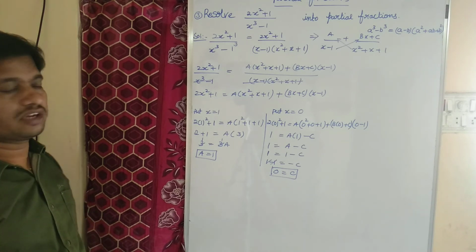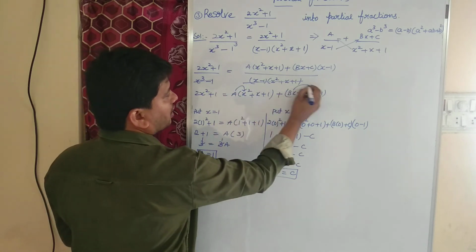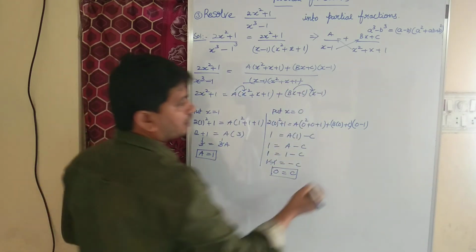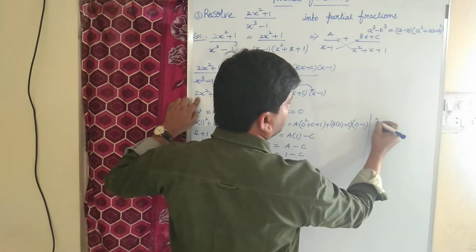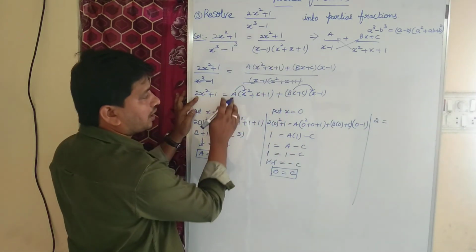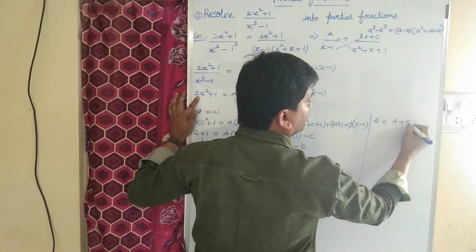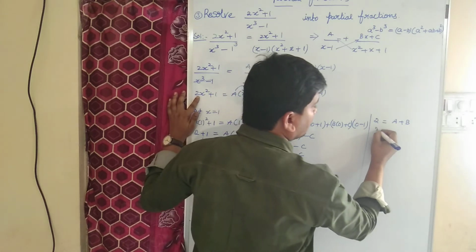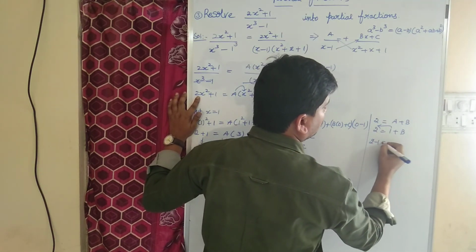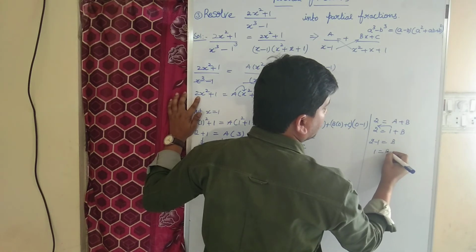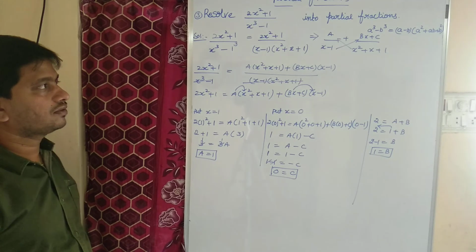Again equating the x square coefficient. Simply here ax square and here bx square. By equating coefficients, the coefficient of x square is 2, children, and here a plus b. So 2 equal to a plus b. As the value of a is 1, 2 equal to 1 plus b. Transposing 1, 2 minus 1 equal to b. 2 minus 1 is 1. So what is the value of b? The value of b is 1.